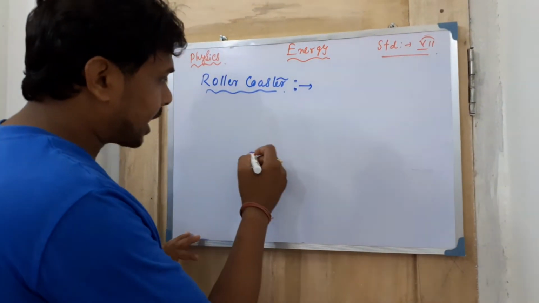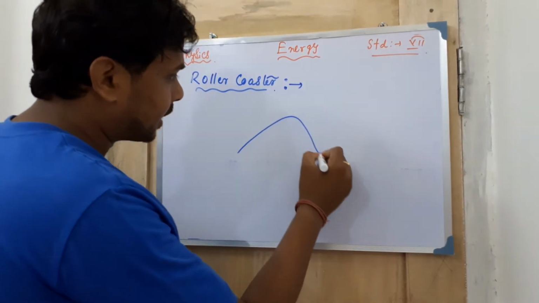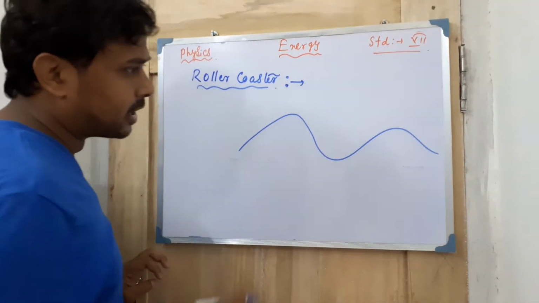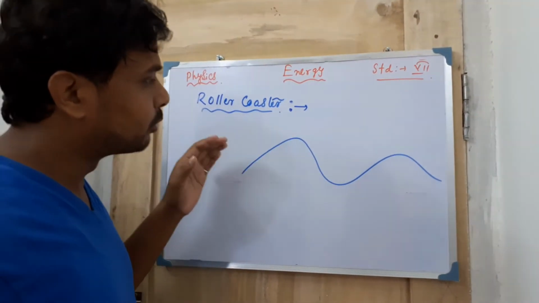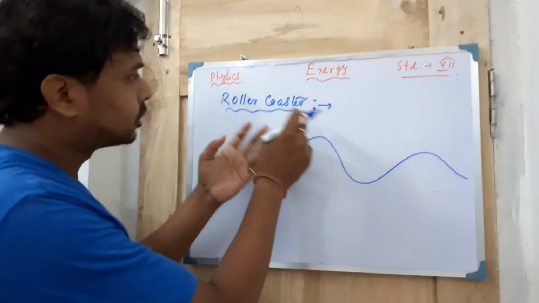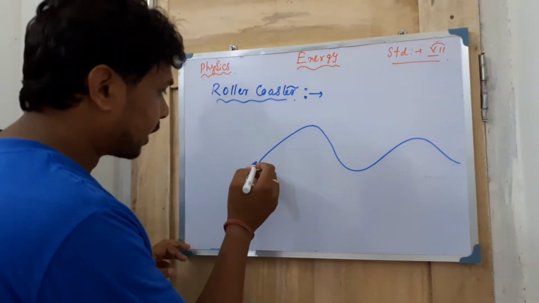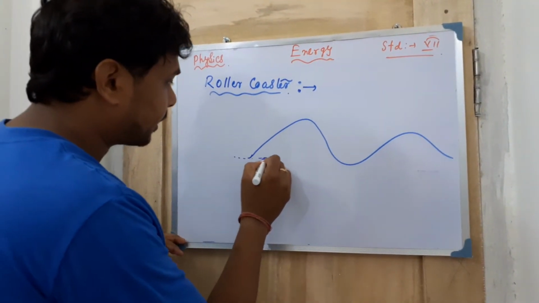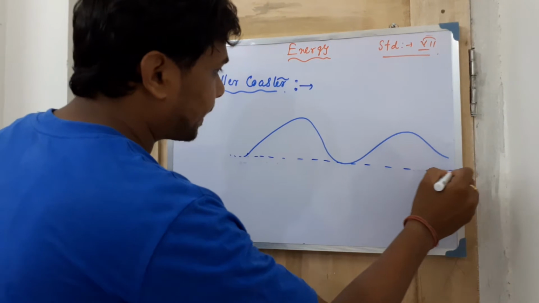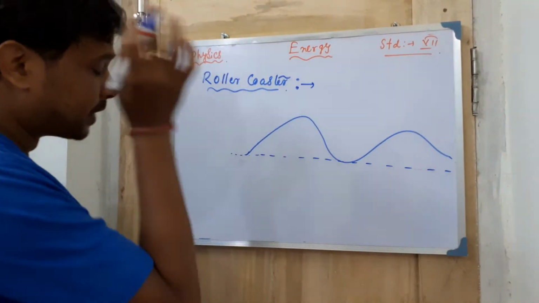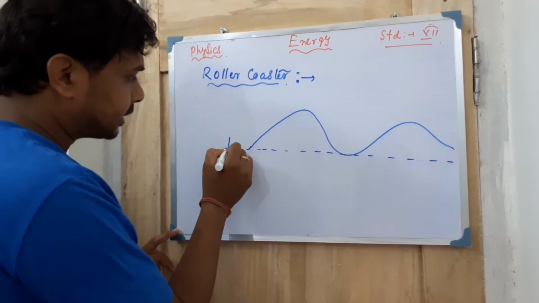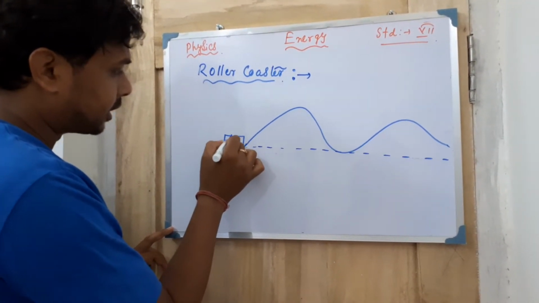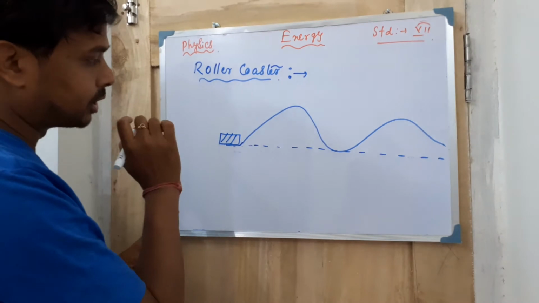Suppose you have this type of surface, through which any particular object or moving body is going. Suppose it is the roller coaster you are talking about, and this is the ground portion, and in this way it is going through this path. Initially it is at the rest position. This is the body which is about to move through the positions.